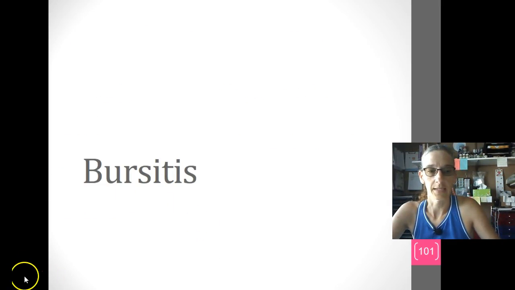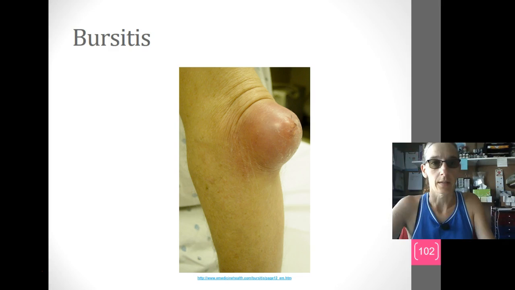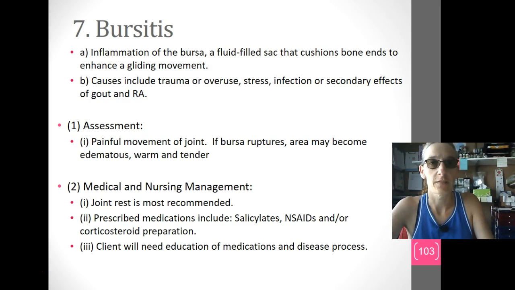Okay, moving on to bursitis. All right, here's a picture of bursitis. It's an inflammation of the bursa, the fluid-filled sac that cushions the bone ends to enhance the gliding movement. So the causes for bursitis include trauma or overuse, stress, infection, or secondary effects of gout and RA. Oftentimes it affects elbows, shoulders, knees.